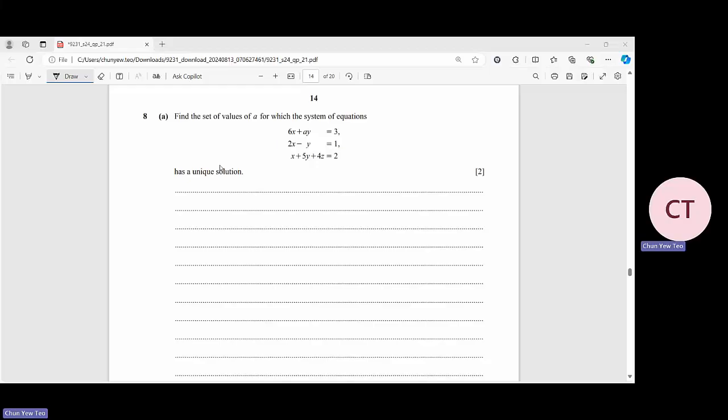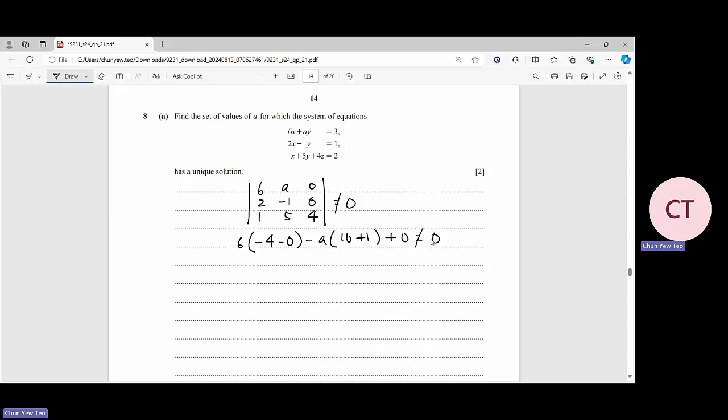A. Find the set of values of a for which the system of equations has a unique solution. So we know that in order to have a unique solution, the determinant of the matrix over here is not supposed to be equal to 0. So we just need to take this matrix out, and the determinant is not equal to 0. So to find the determinant, it will be 6 of negative 4 minus 0, minus a of 10 plus 1 plus 0 is not equal to 0.